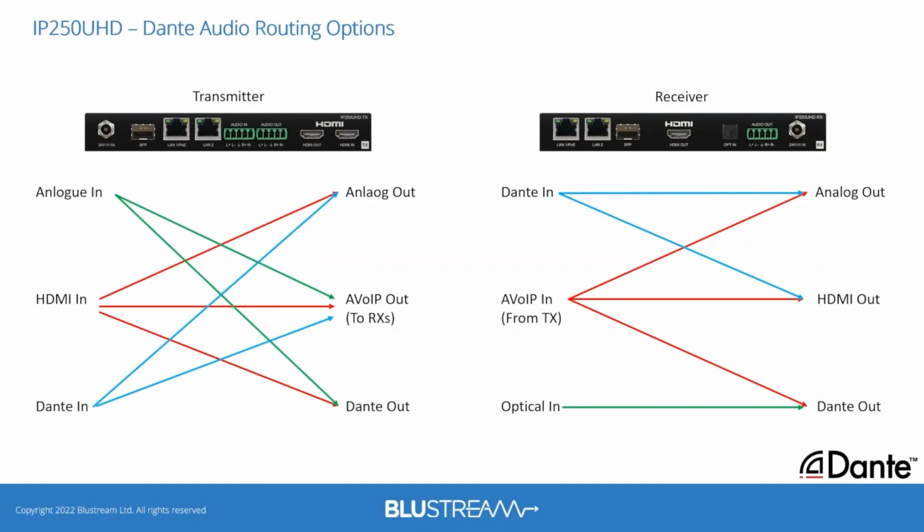One of the other benefits of the IP250 series is that we also have a receiver with Dante capabilities that not all of our competitors can claim. This means that at the display side, we have the opportunity to break out Dante for connection to a local amplifier and even bring in audio from an audio source, let's say a smart TV or a music player, directly to Dante for distribution elsewhere.